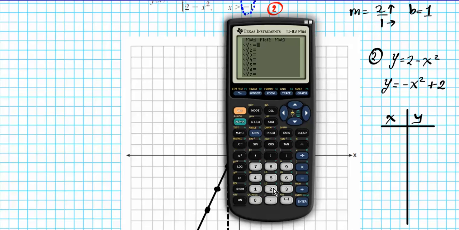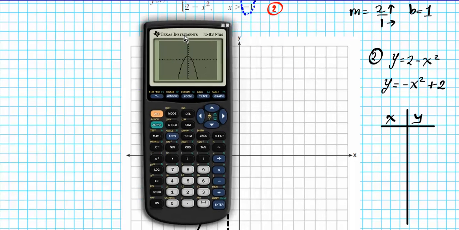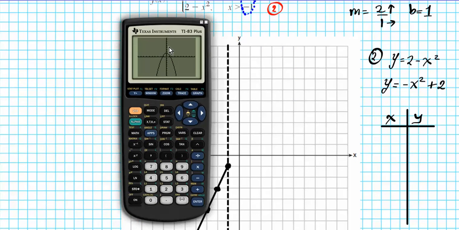We have 2 minus x raised to the second power. Enter. All right, here's the graph. And there you see how the graph looks. Okay, but we want the points starting from -1 all the way to the right. Okay, so let's take a look at our table. I don't know what the setup is yet. Okay, let's see. Oh, nice.